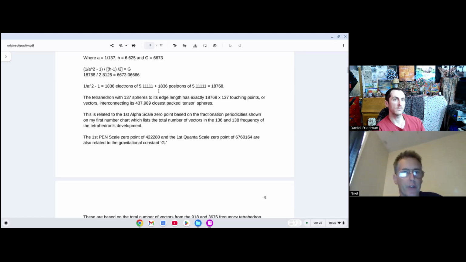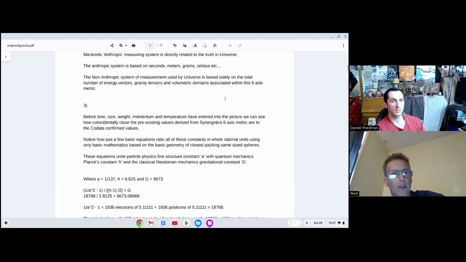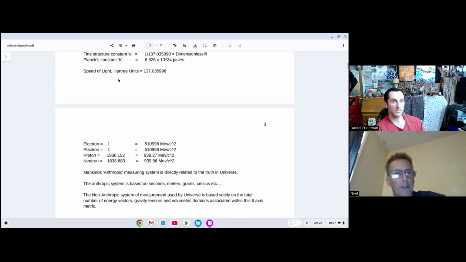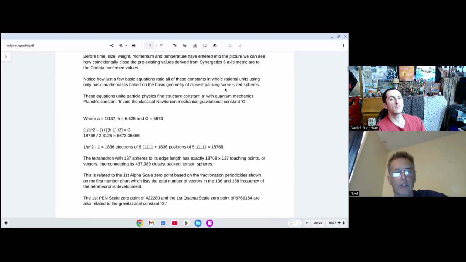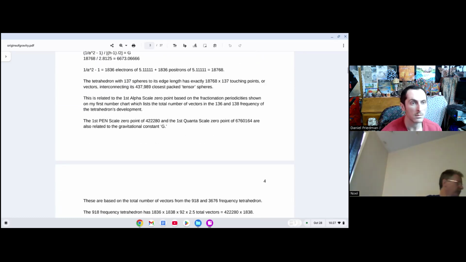See, this tetrahedron, 137 spheres, it has 1868 times 137. If we're going to read this as a map, we can think about how 1836 electrons and 1836 positrons just got created, and they're all traveling at the speed of light in Hartree units, 137. Does that kind of make sense so far? Sorry if it doesn't.